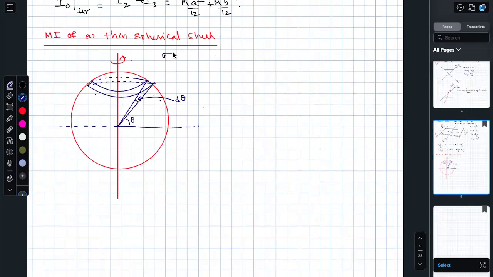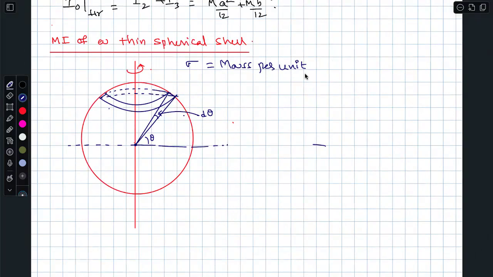Now here also this is not a volume distribution. This is again a surface distribution. Why? Nothing is there inside, thin spherical shell. So sigma refers to mass per unit area, which is given as capital M by 4 pi r square. Sigma refers to mass per unit area.